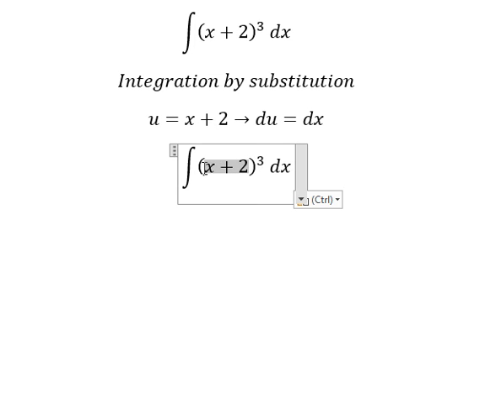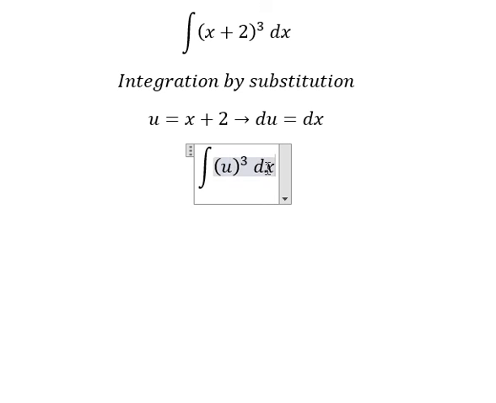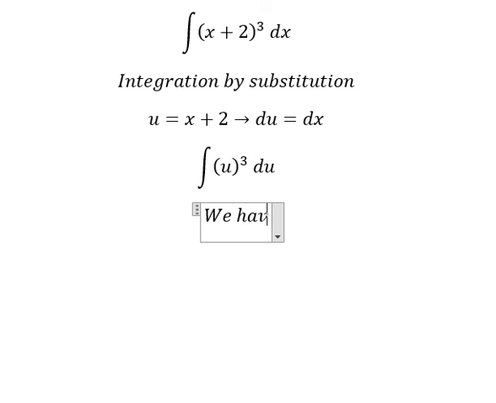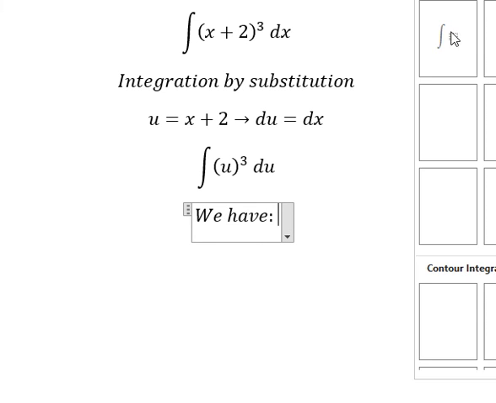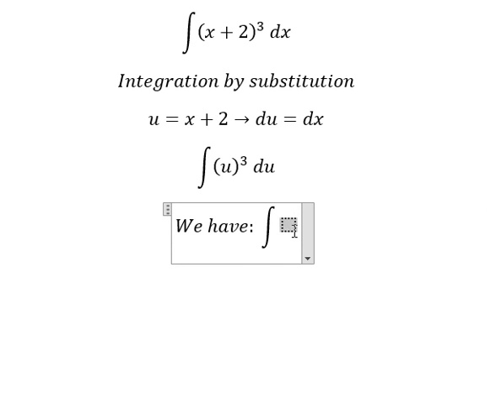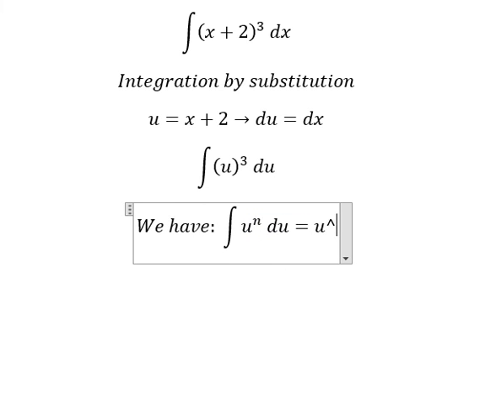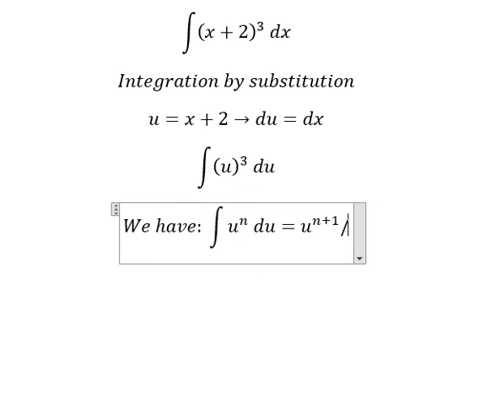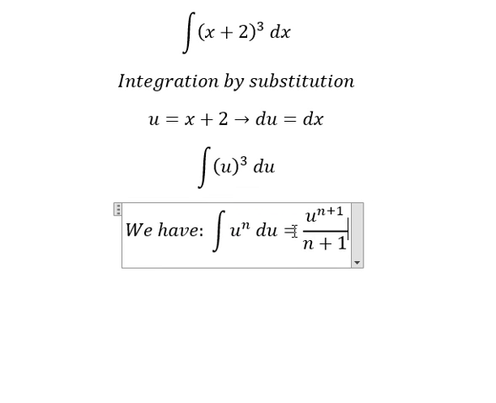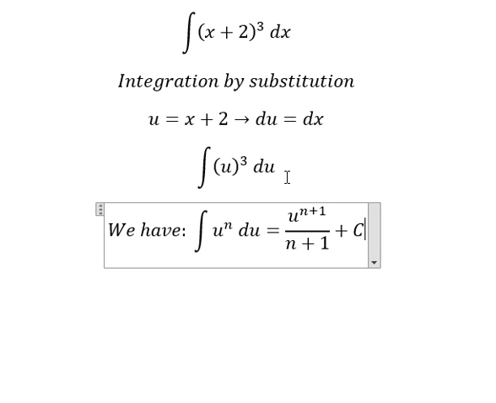This one we change by u. The x we change by u. Next, we have the formula. The integration of u to the power of n du is u to the power of n plus 1 over n plus 1, and I will put plus c.